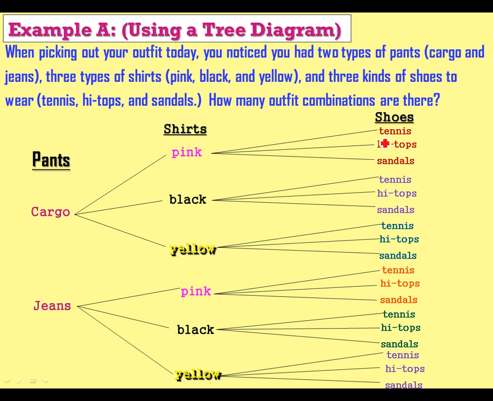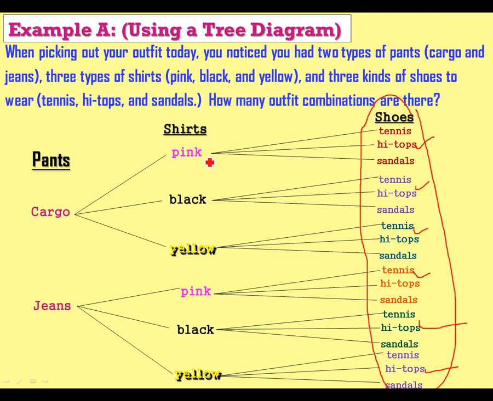And then if you look at this part of your tree diagram, this is all your combinations. That's how many combinations you have. So what does that come out to? 3, 6, 9, 12, 15, and 18 total. So you have 18 combinations.